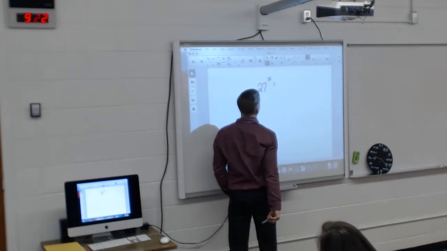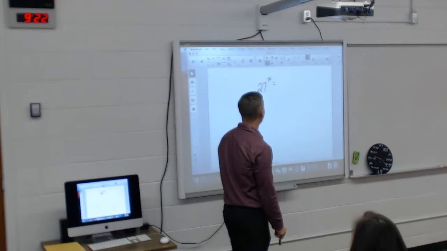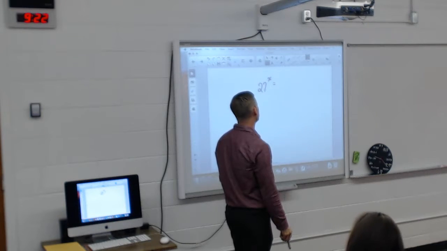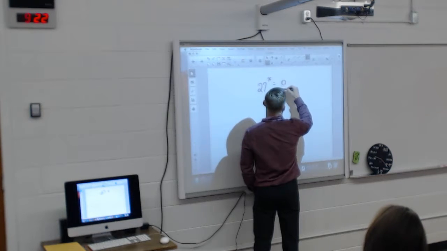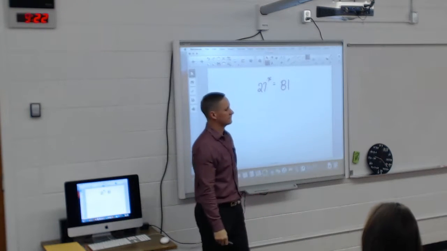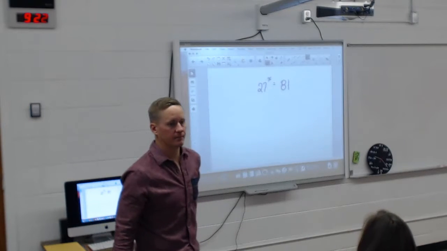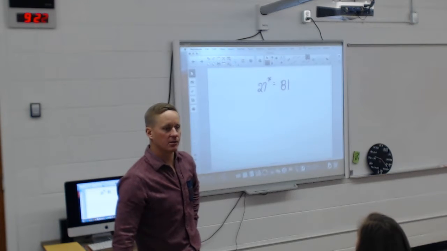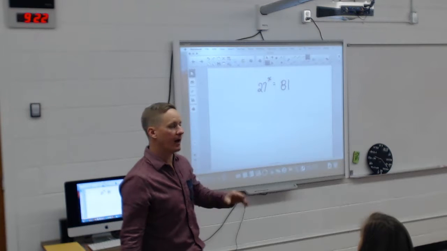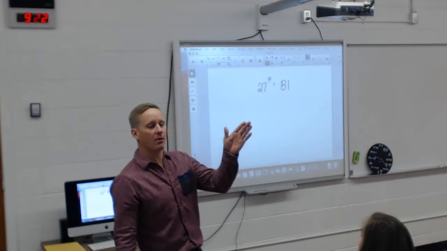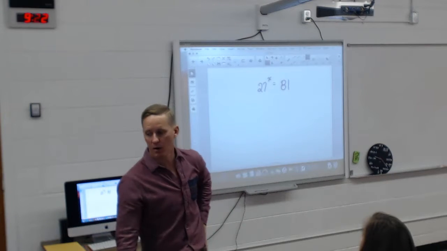Okay. At least write down 2. No. 27 to the x is equal to, well, let's make it simple, 81. Dylan, I need to solve for x here. The only way you know how to solve for x is to change it so that the bases are the same on both numbers. That means I have to take some number to the power of something and get 27, and that same number to the power of something will also give me 81.